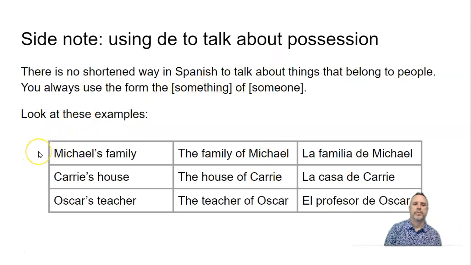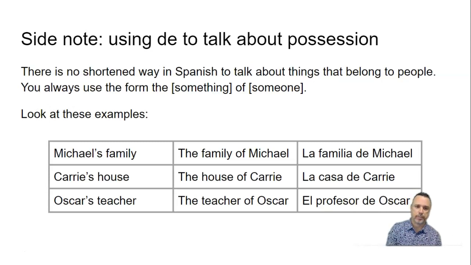So in this first line here, we've got Michael's family. So in English, we've got that apostrophe S, which just means Michael's family. What does that mean? Well, that means the family of Michael. That's what that means in English. And that's actually how you say it in Spanish. So you say la familia de Michael.